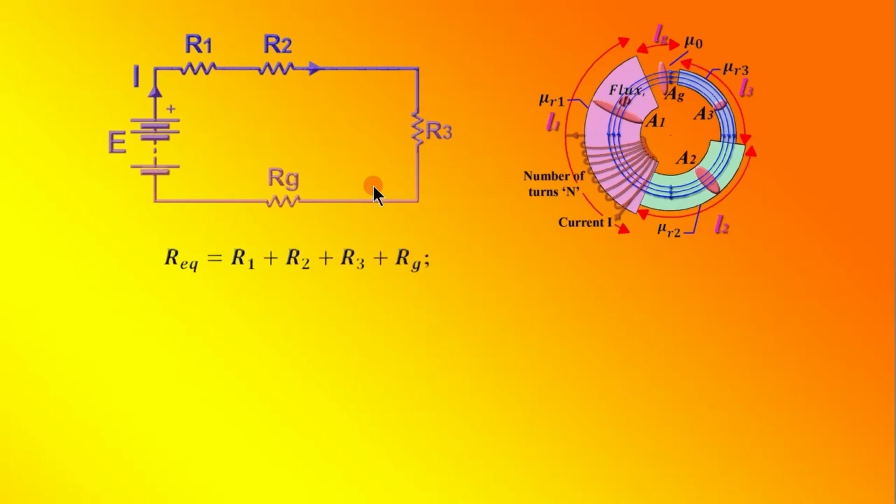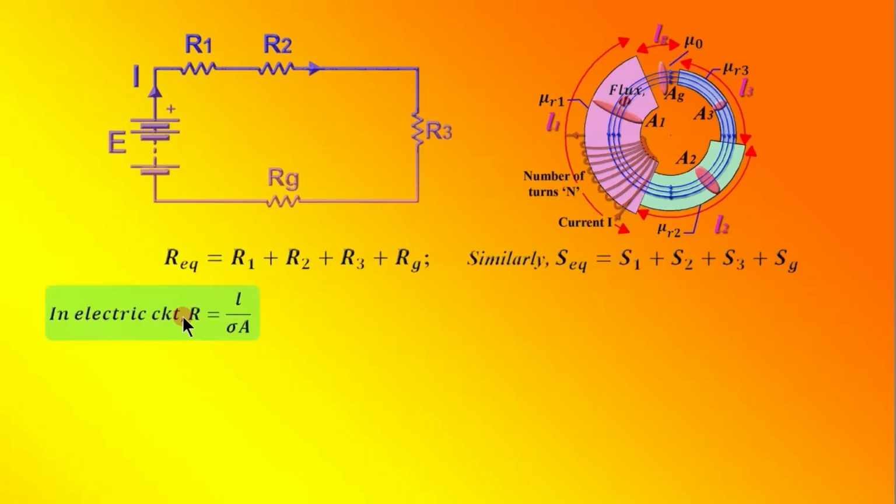We know that in a series connected electric circuit, the total resistance Req is the sum of the series connected resistances, that is Req is equal to R1 plus R2 plus R3 plus Rg. Similarly, in this series connected magnetic circuit, the equivalent reluctance Seq is equal to S1, the reluctance of this portion, plus S2, plus S3, plus Sg, the reluctance of the air gap.